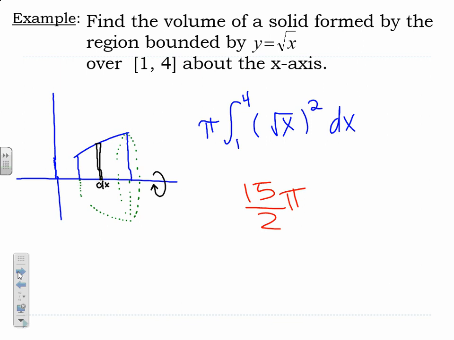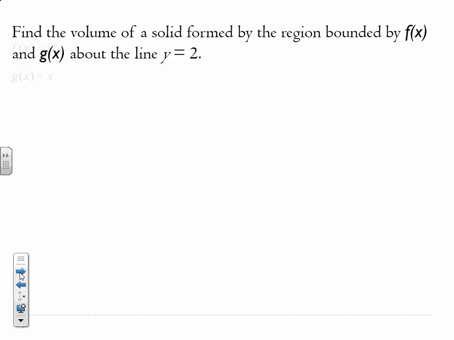All right. Now, this is nice, right? It hasn't been too bad. We're just rotating around the x-axis. What happens if the x-axis is no longer our axis of rotation? What if I give you a horizontal line that is not 0? That changes the game a little bit, doesn't it? Don't panic. It shall be fine.